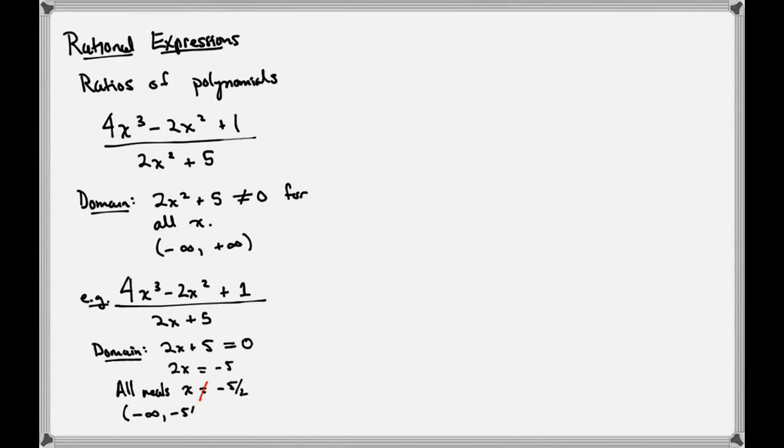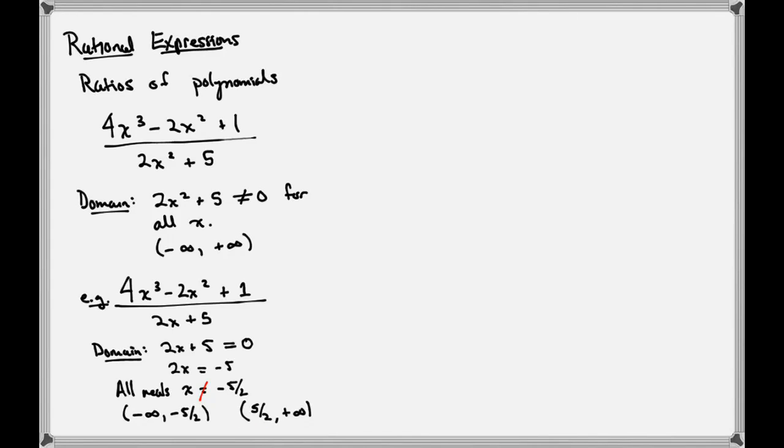I can write that in interval notation. I'll start at negative infinity and go to minus 5 halves, and I'm not including it. Then I'll pick up at minus 5 halves, not including it again, and go to infinity. That's another interval in the domain.